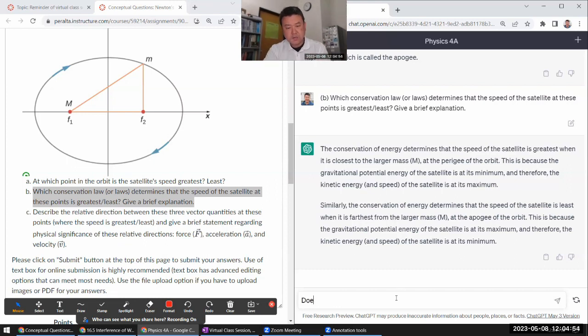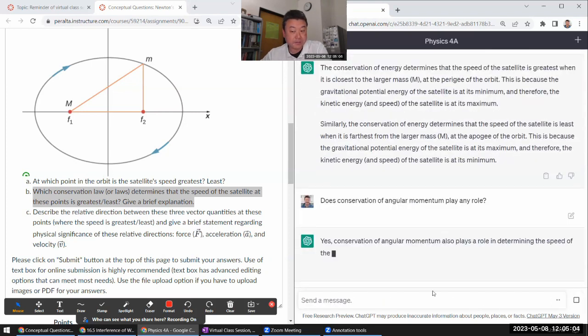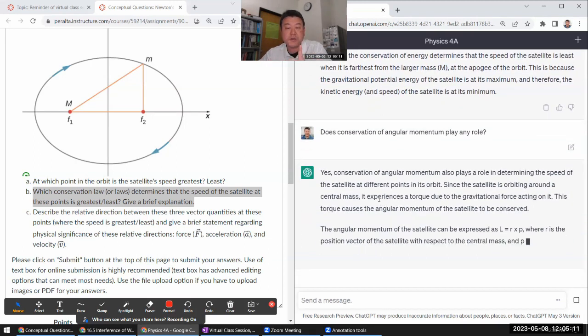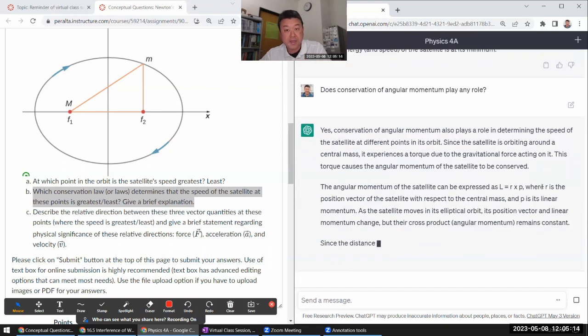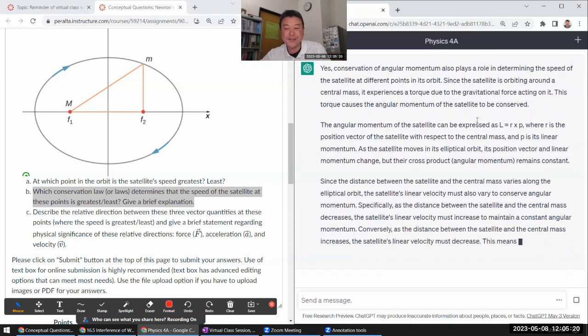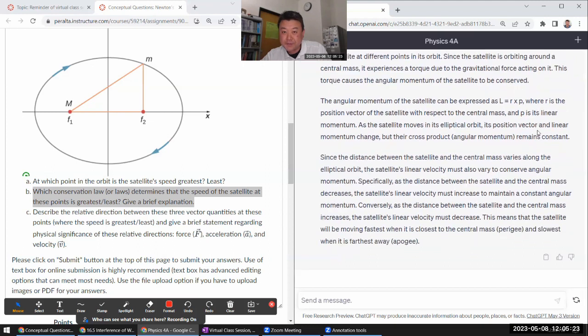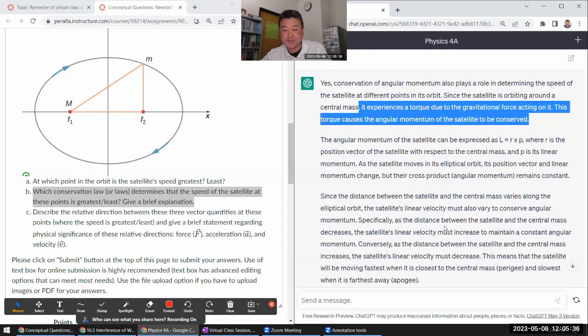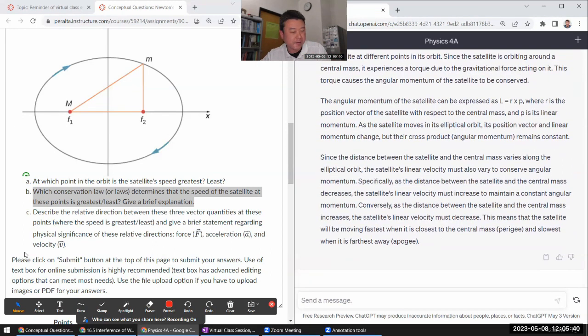Let me just ask, does conservation of angular momentum play any role? And let's see if it answers right. Yeah, it also plays a role. Yeah, central mass, central force. It experiences no torque due to gravitational force. This lack of torque causes angular momentum to be conserved. Yeah, elliptical orbit, cross product remains constant, right? Other than this weird thing about the torque, the rest seems correct.